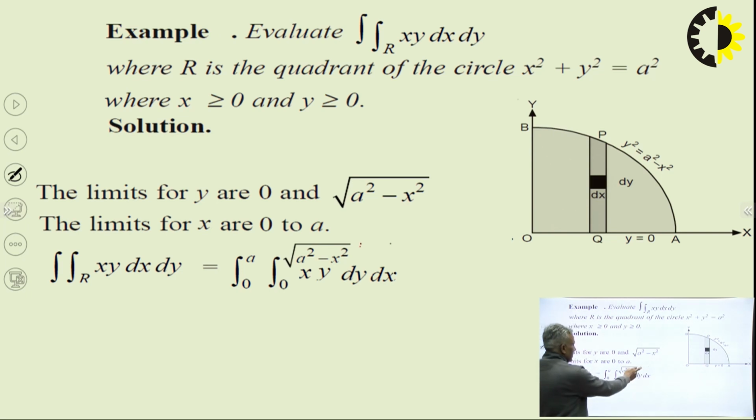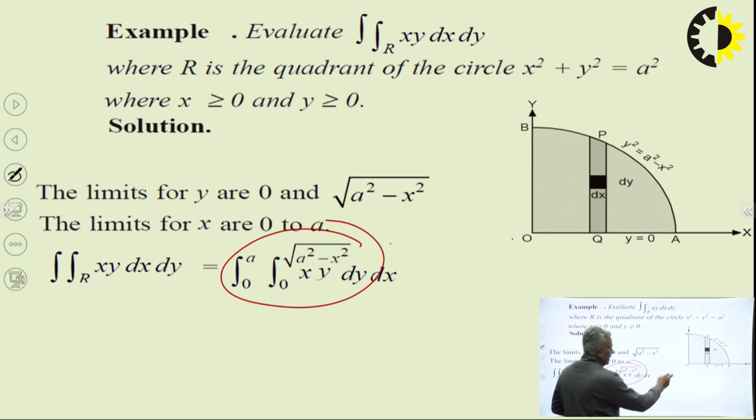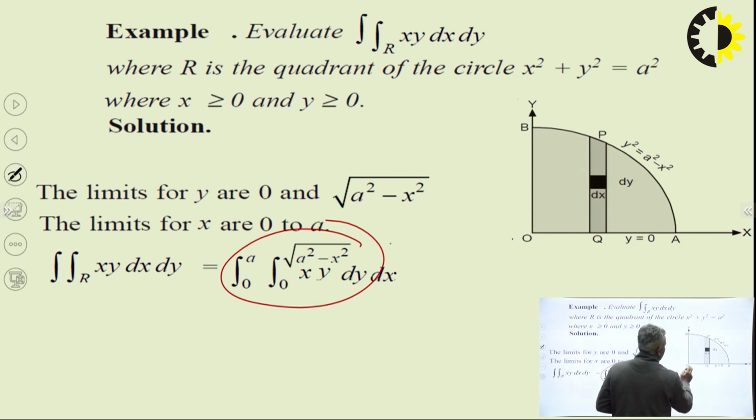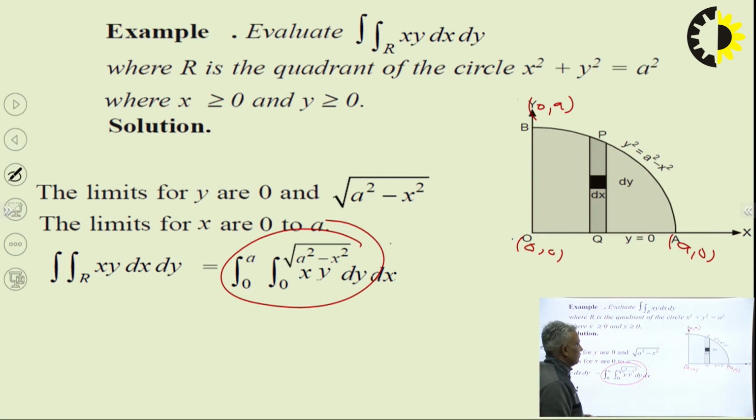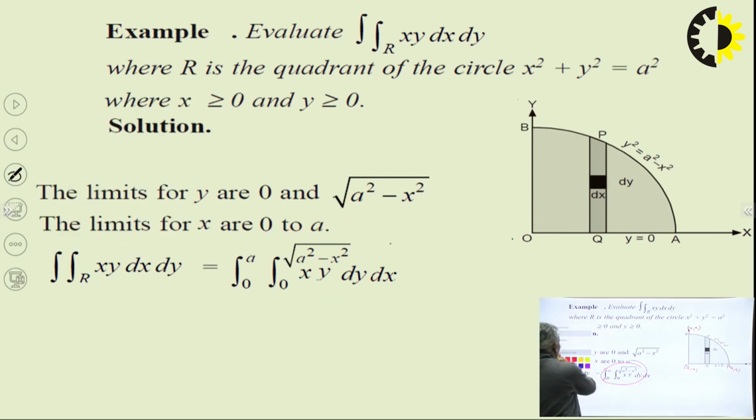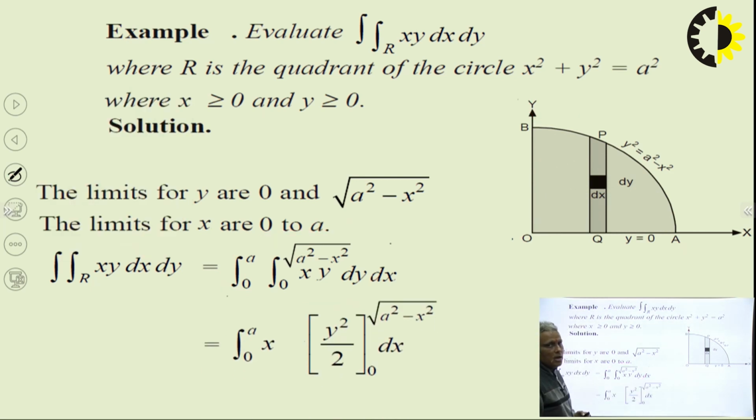So the limit is 0 to under root a square minus x square, and all these coordinates: 0 0, there is a 0, and there is 0 comma a, right? So what will be the limit here? With the help of the coordinates, lower limit is 0 and upper limit is a. In this way, we can calculate the phenomena, right, of the double integration as well as triple integration.